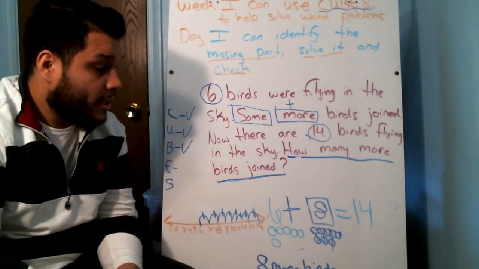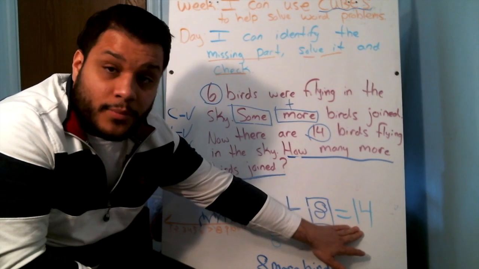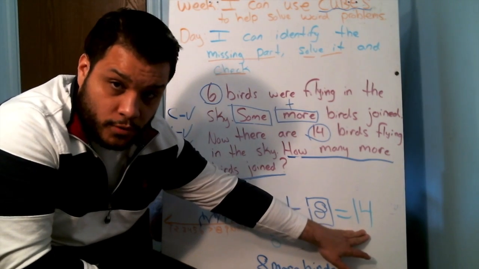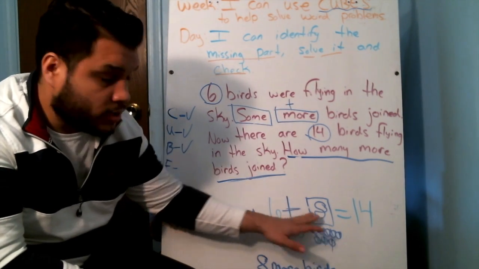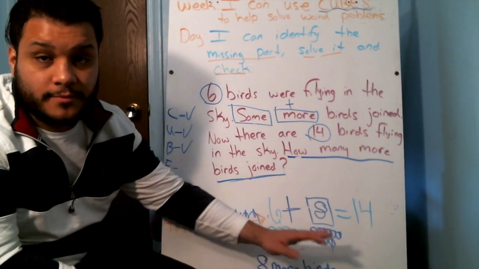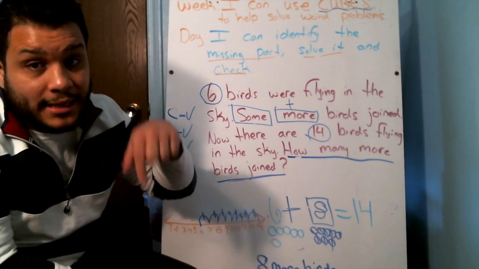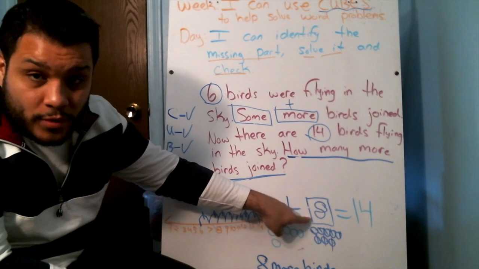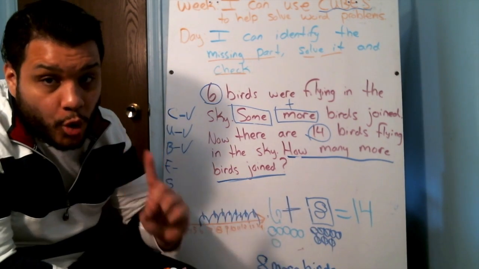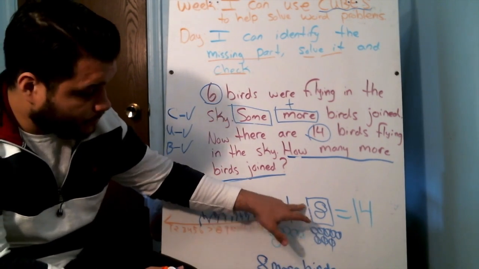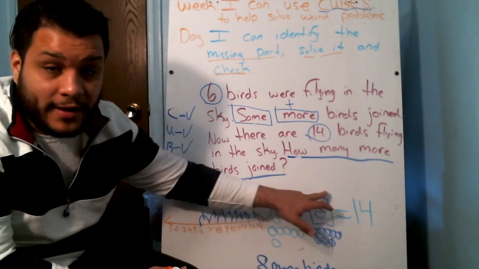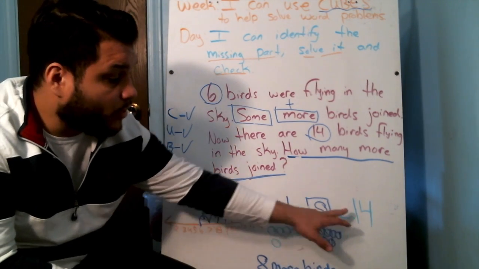Don't forget, the greatest number is always your whole. Your parts are the 2 smaller numbers. I'll give you a secret. The word sum is always going to be one of your parts. So you're always going to be trying to find the sum. You're always going to be trying to find the part that is going to bring you to your total.